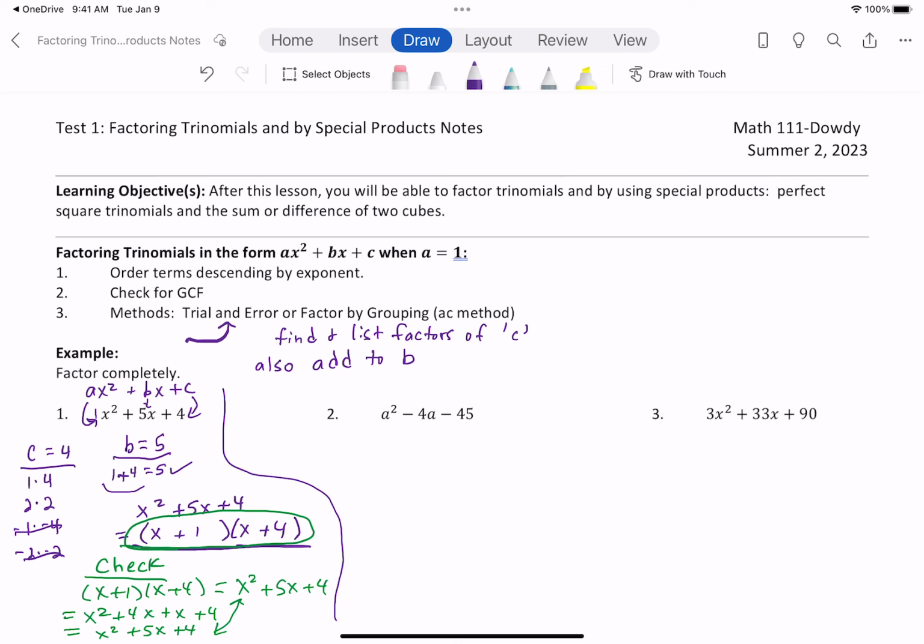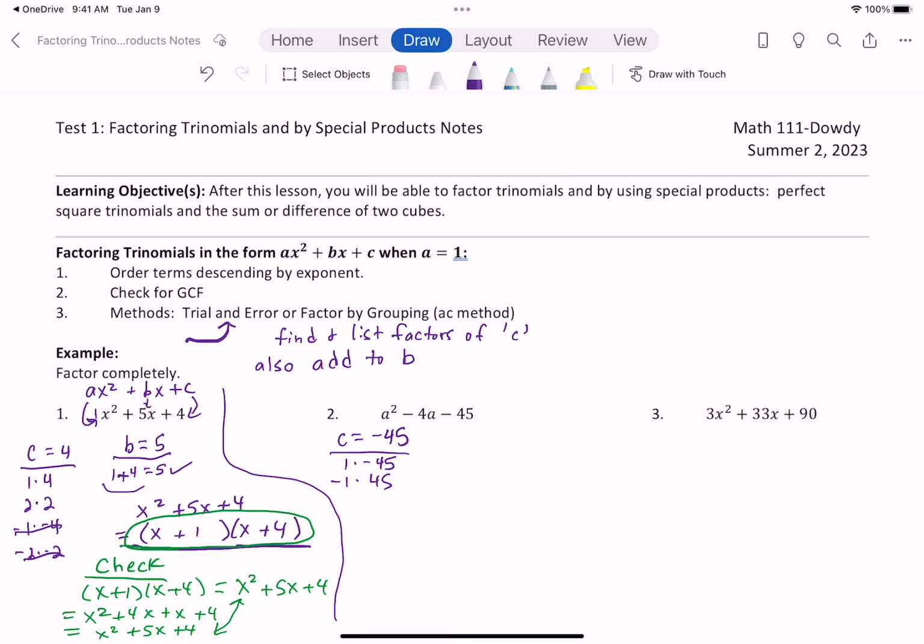Alright, so let's look at the second problem. Again, our a is equal to 1. So we're going to start by identifying what c is. In this case, it is negative 45. So we want to find the factors of negative 45. So I can multiply 1 times negative 45. This time I also have to consider negative 1 times positive 45.